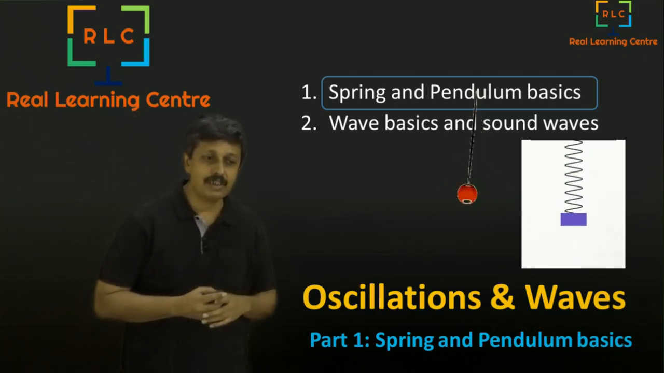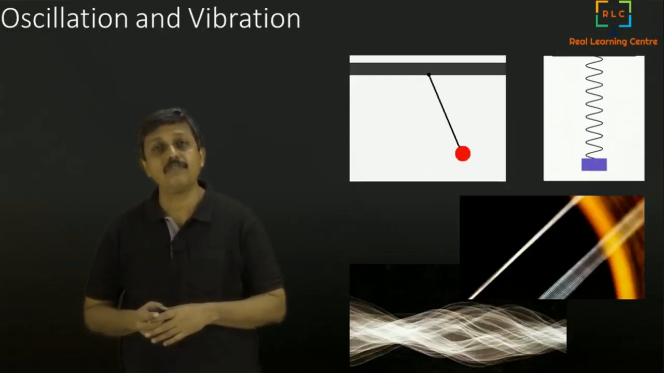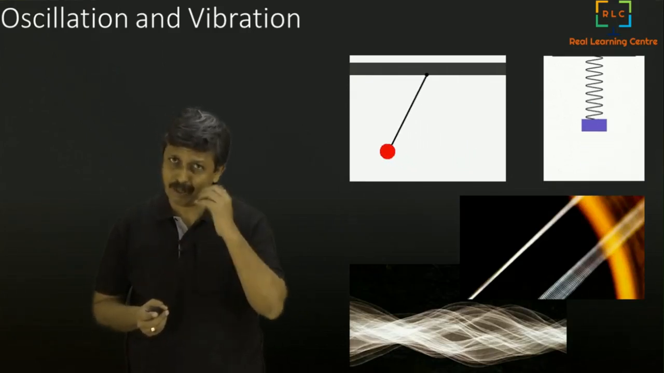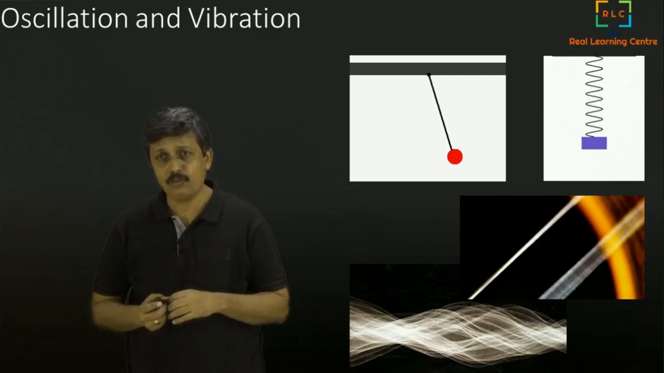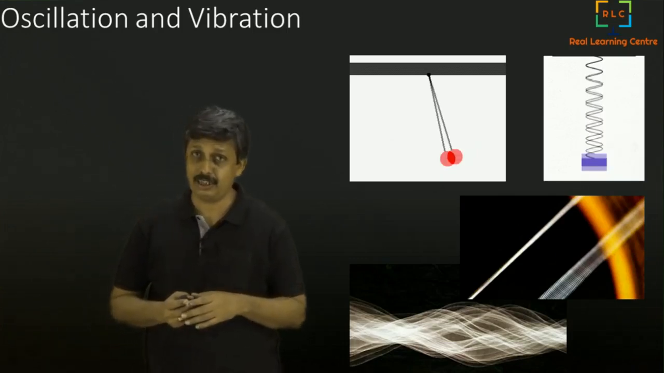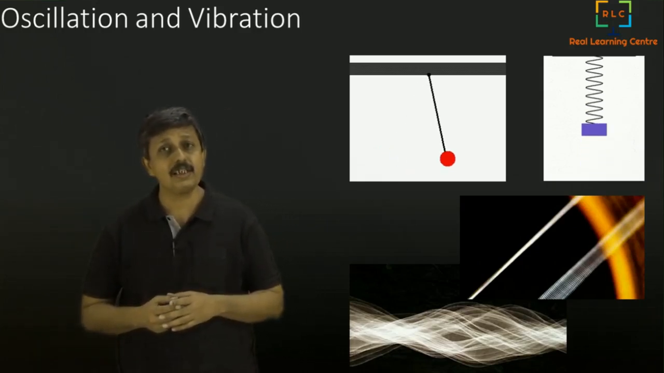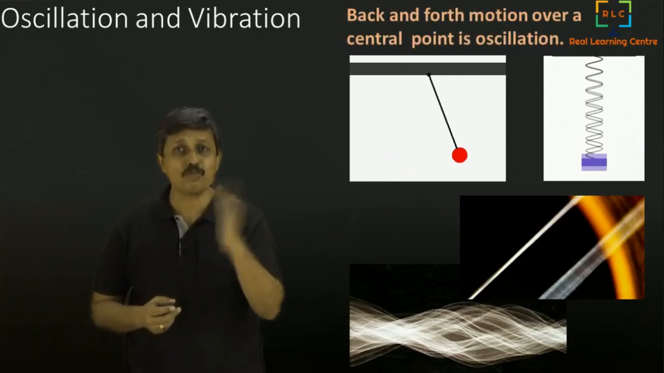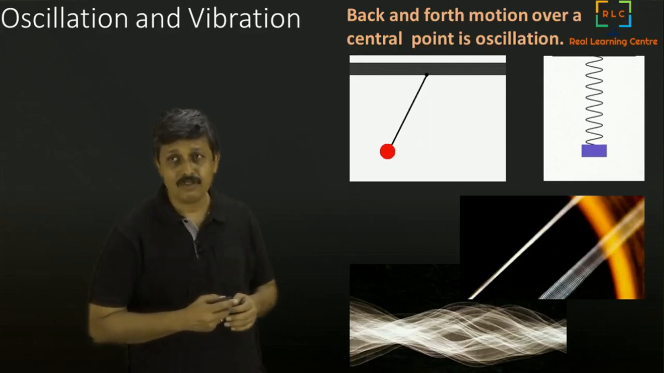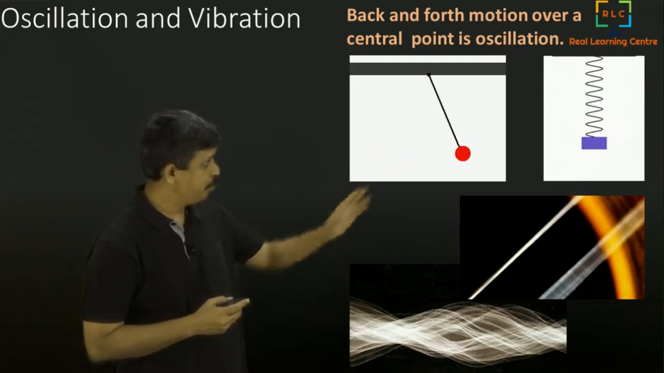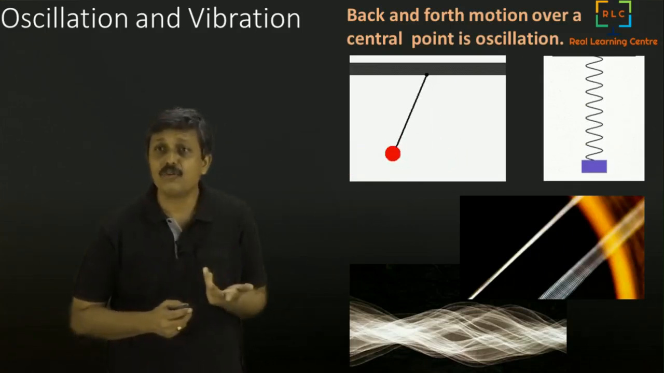So let's start with what is oscillation. We have heard this word oscillation. We have heard this word vibration. So what is this vibration and what is this oscillation? One simple way to say is back and forth motion of anything over a central point. Back and forth motion of anything over a central point.